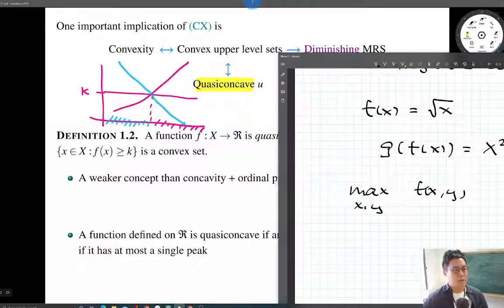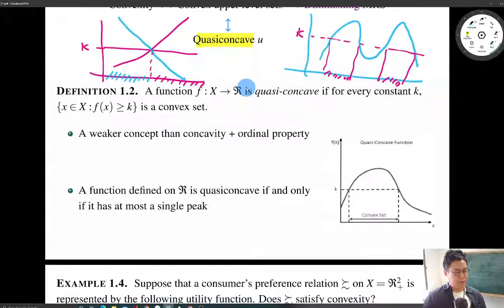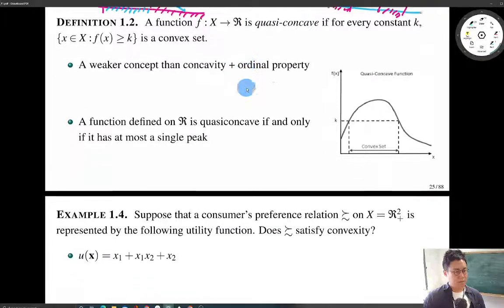Okay. All right. So as of now, the only thing you have to remember is if the preference is convex, then the upper contour set is going to be convex. So the utility function representing this preference relation is going to be quasi-concave. Okay, and quasi-concavity is an ordinal property. All right. And if the preference relation is strictly convex, then the function u is going to be strictly quasi-concave. Okay, strictly quasi-concave. All right.